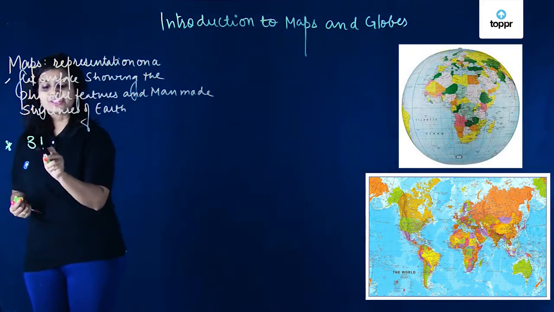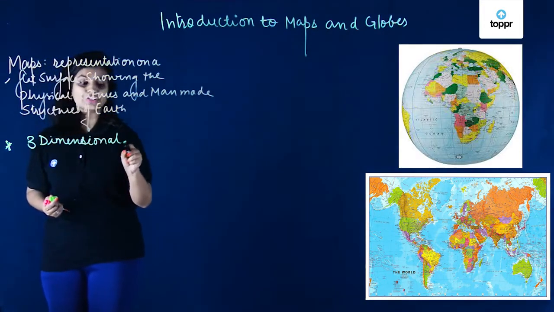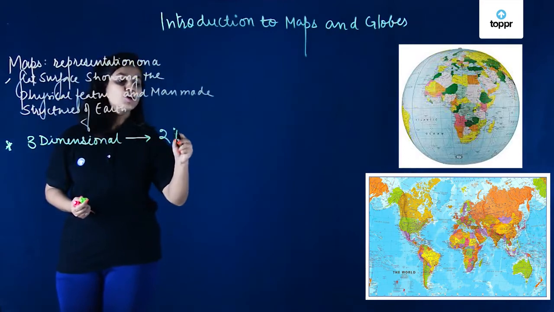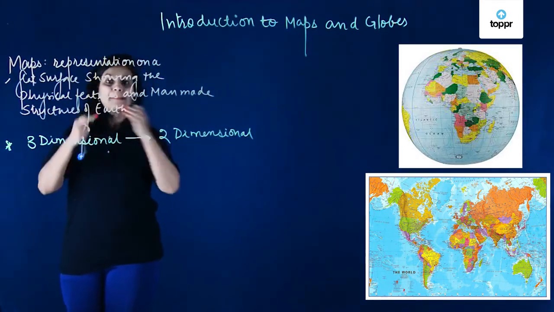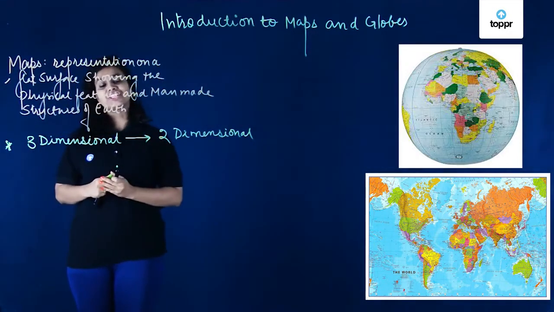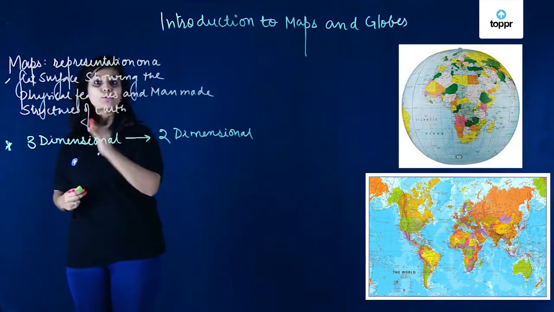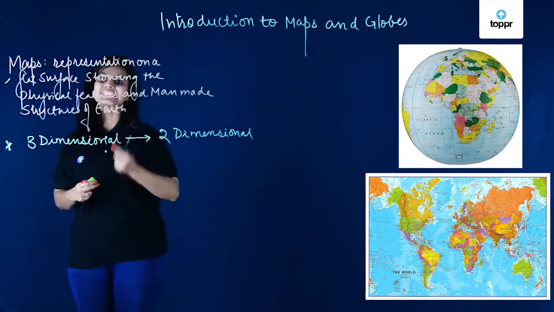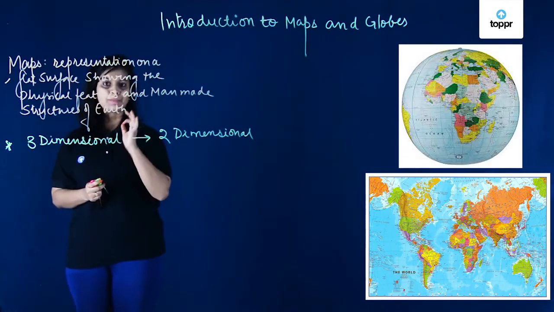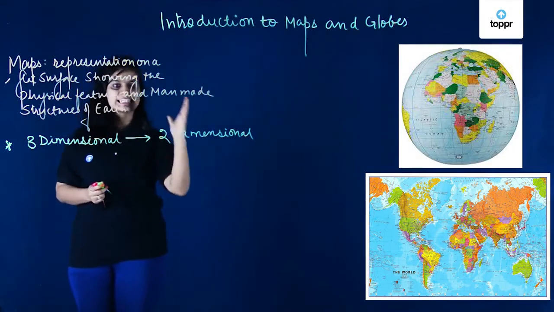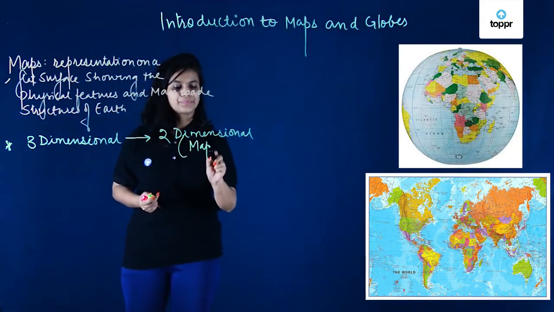The three-dimensional image of the Earth is getting converted into two-dimensional image. What is two-dimensional, students? Map is in the form of a plain sheet, in the form of a paper on which we draw the map. So three-dimensional, why? Because the Earth, as you see, is round, it's three-dimensional, it is spherical to be precise. That is getting converted into a two-dimensional in the form of a map, right?